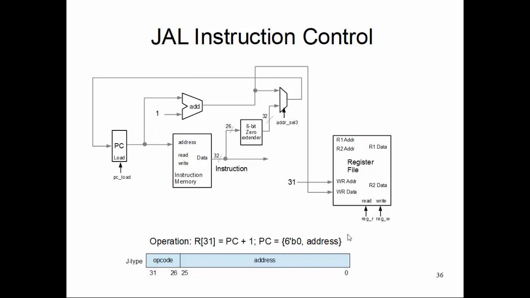And control is of course additional to your J instruction control signals. We have additional register write and read control signals to write the PC plus 1 into register 31. So that's your JL instruction control.